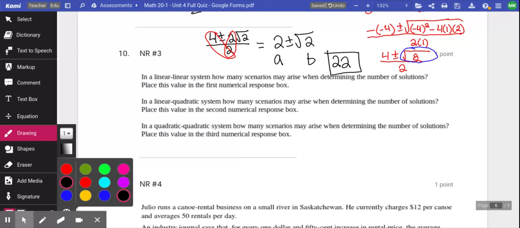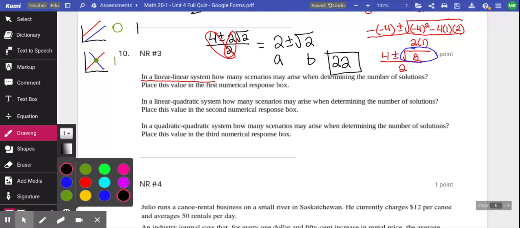Numeric response number 3. In a linear system, how many scenarios may arise when determining the number of solutions? Linear system. How many different possibilities are there? Okay. Well, in a linear system, I could have one line creating one intersection right there. That's one scenario. Another scenario I could have is one line and a parallel line like that. That would be no solutions.